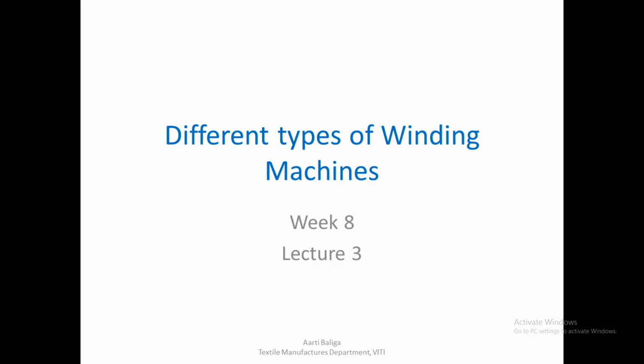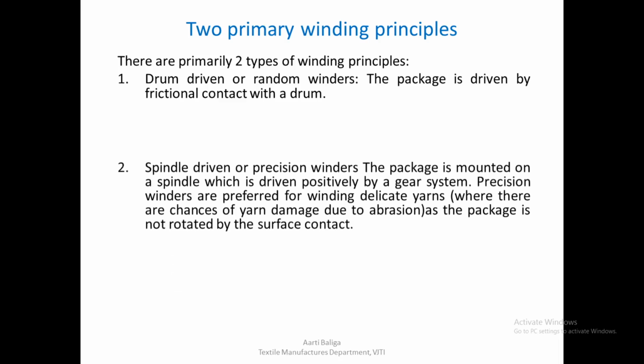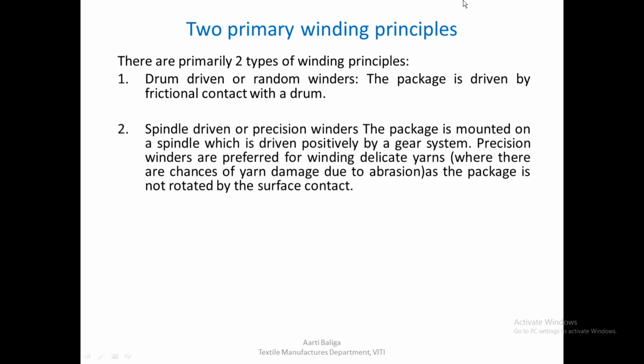So to understand all these parameters, first we must understand how these different types of winding machines work. So let us see what kind of winding principles are actually involved here. There are primarily two types of winding principles. One is a drum driven, or they are also known as random winders. The package is driven by frictional contact with the drum. The other is spindle driven or precision winders.